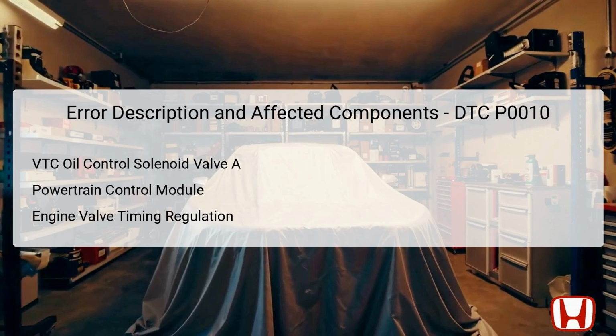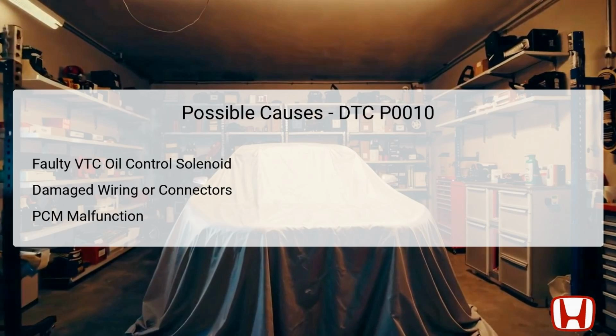including the VTC solenoid. Any failure in the signal exchange between the VTC valve and the PCM can trigger DTC P0010. Therefore, the malfunction could stem from the solenoid itself, the associated wiring and connectors, or potentially the PCM, which interprets the signals. Diagnosing the root cause requires careful inspection of these components, since each plays a critical role in the overall engine functionality.